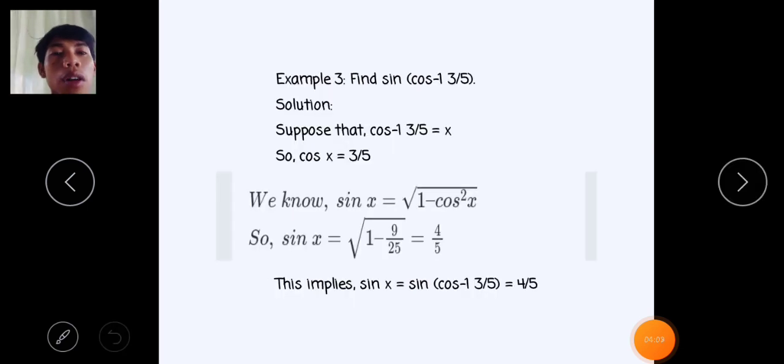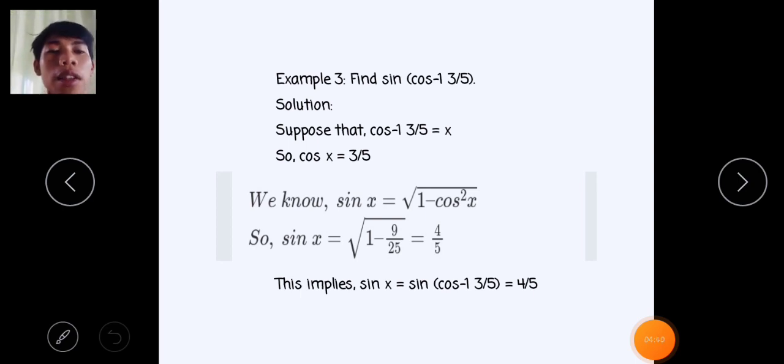So let's proceed to our last example. Example number 3: find sine of arc cos 3 over 5. So solution, suppose that arc cos 3 over 5 is equal to x. So cosine x is equal to 3 over 5. We know sine x is equal to the square root of 1 minus cosine squared x. So sine x is equal to the square root of 1 minus 9 over 25, which is equal to 4 over 5.